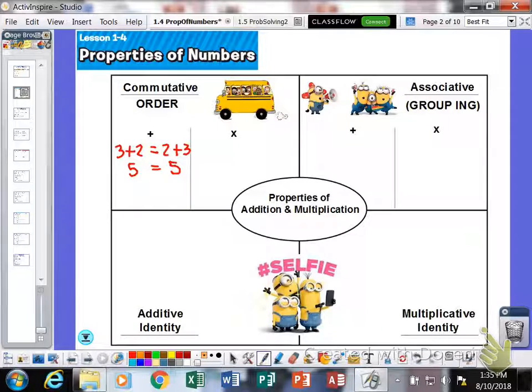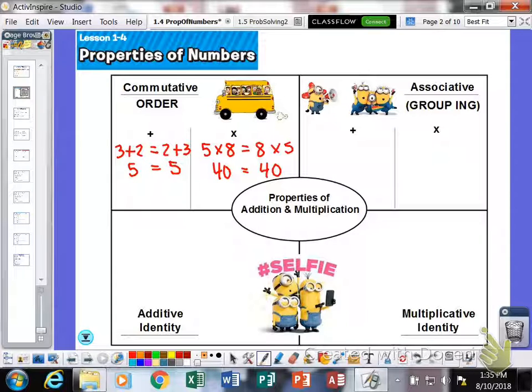With multiplication, I could take something like 5 times 8, and that's going to equal 8 times 5. So it doesn't matter the order, I still get 40 when I multiply 5 times 8, and if I took 8 times 5, I'm still going to get 40. So again, commutative property is order. You can flip-flop them and you're still going to get the same answer.